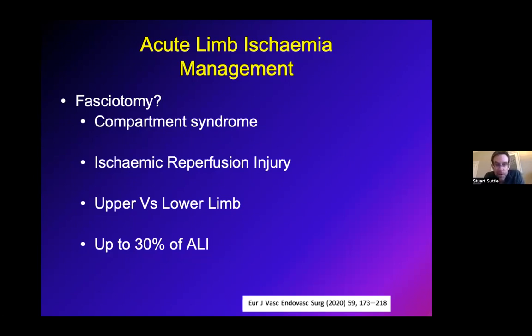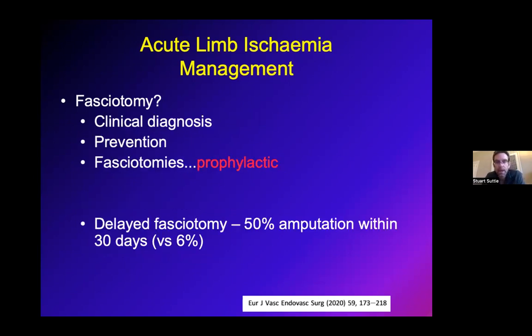And I think if we're going to do an acute limb embolectomy, the vast majority of vascular surgeons would do a fasciotomy at the time. Now, there's a reason for that. Clinical diagnosis is all about prevention. Fasciotomies are preventative.